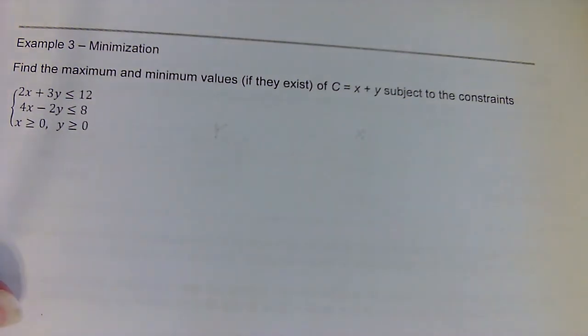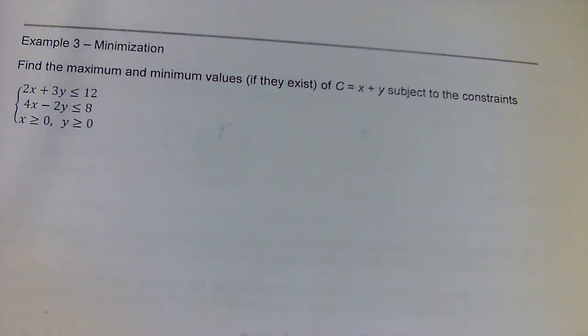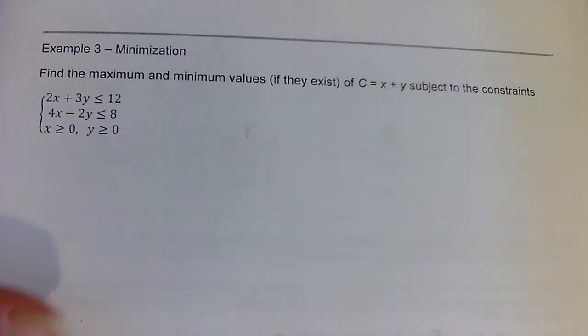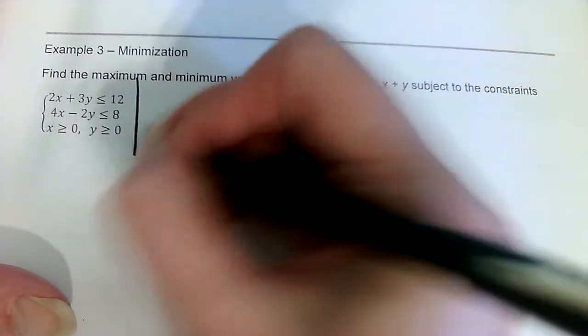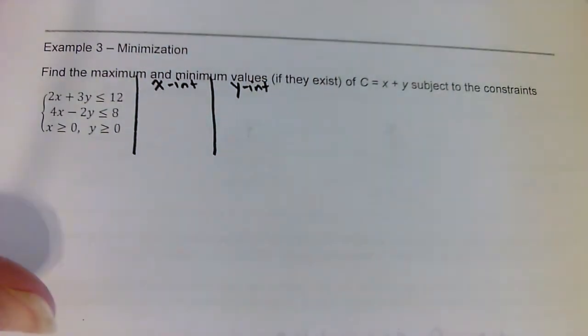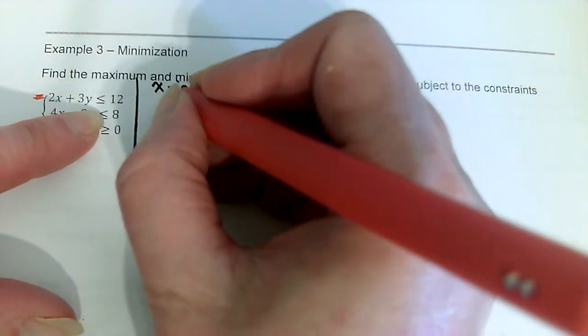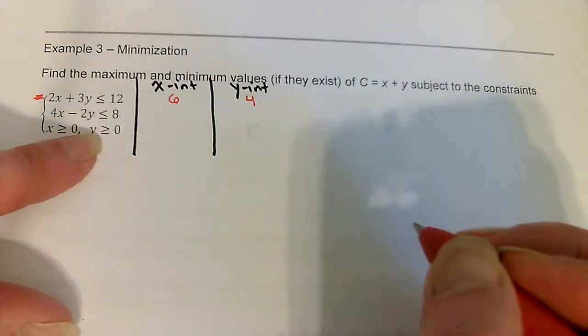Find the maximum and minimum values of C equals x plus y. So again, we want to draw our constraints. I highly recommend using x-intercepts and y-intercepts where we can. I'm going to make the first line be my red line. So the x-intercept is going to be 6. The y-intercept is going to be 4.